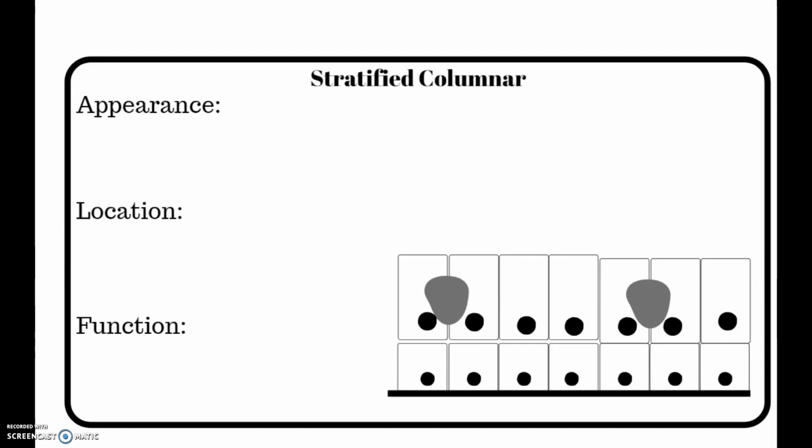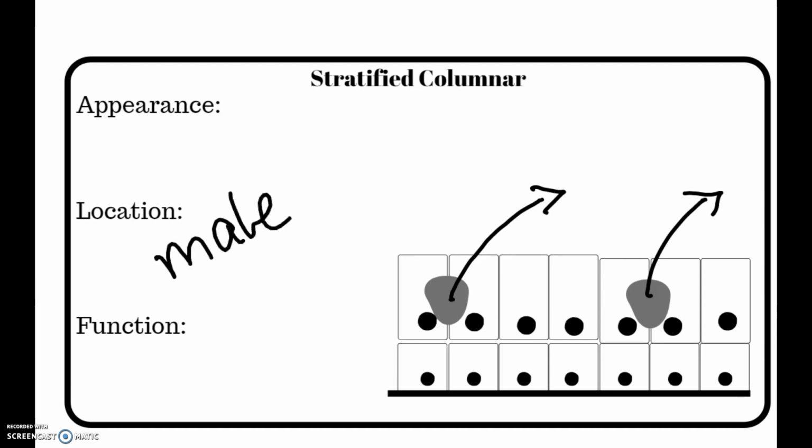So again, stratified, more than one layer. Columnar, tall, column-shaped cells. We've got these nice little goblets here again, very mucus producing. This one, I'm not going to show you in the microscope slide either. There's really only one location, which happens to be the male urethra. So it's a pretty unique type of tissue.